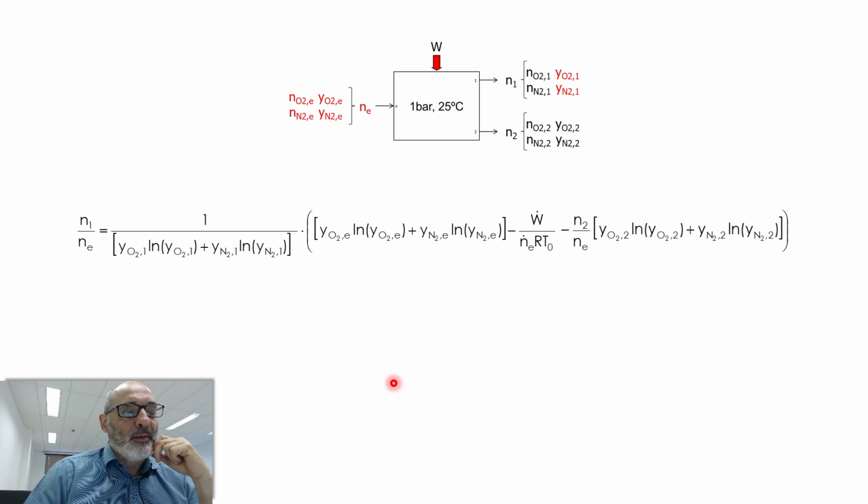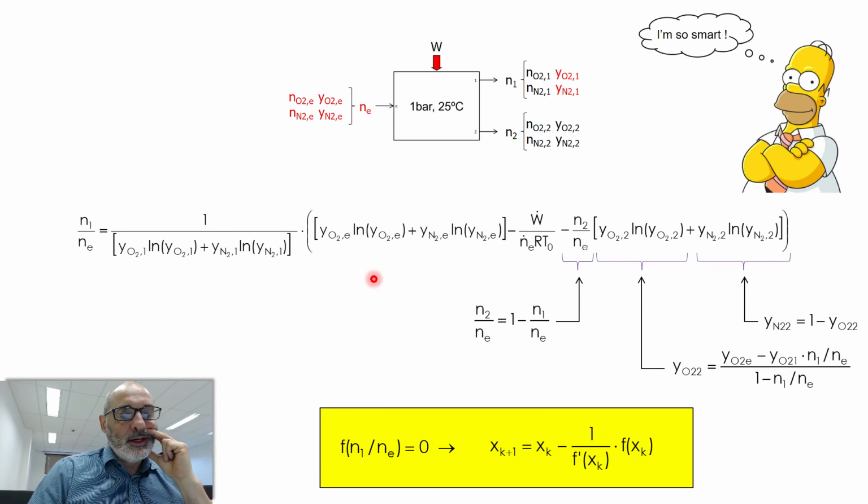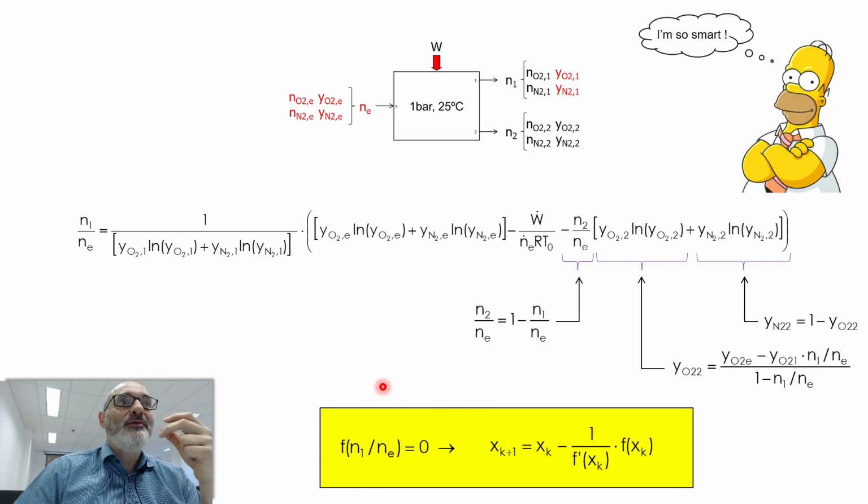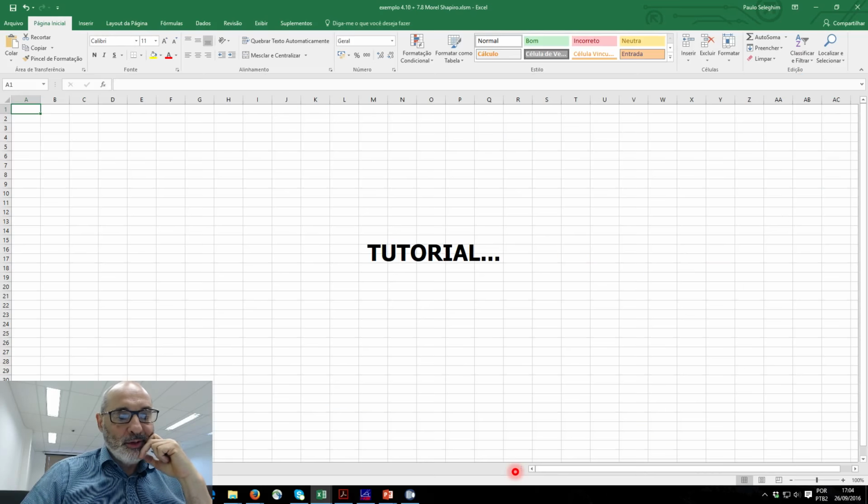Okay, so let's apply this to our problem. That's the equation that we have, the one that I modified in order to isolate this term, n1 divided by ne, okay? And by replacing these formulas here, because as I said, I don't want to work with any variable relating to exit number 2, I get an equation, a huge equation actually, but very simple, okay? And I'm going to apply the Newton-Raphson method, okay?